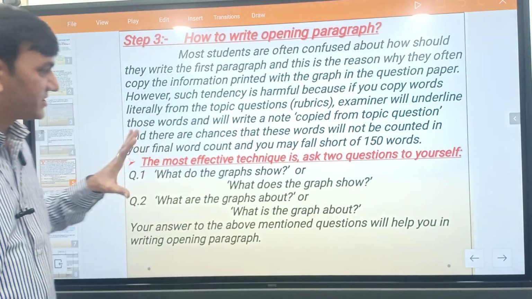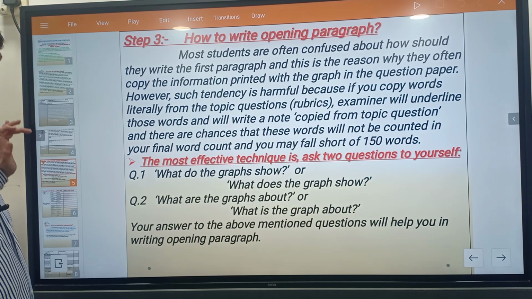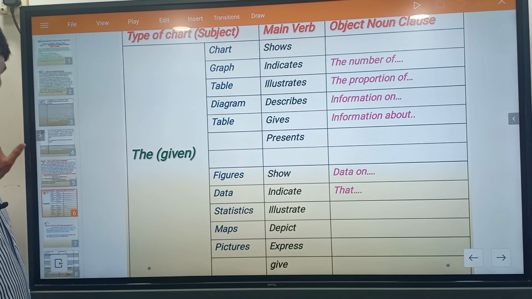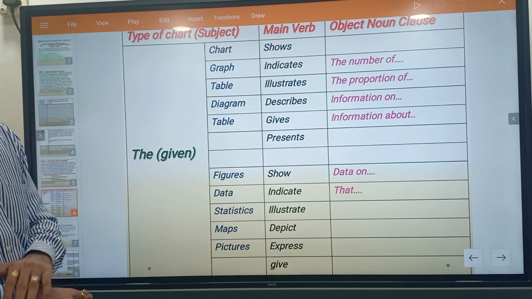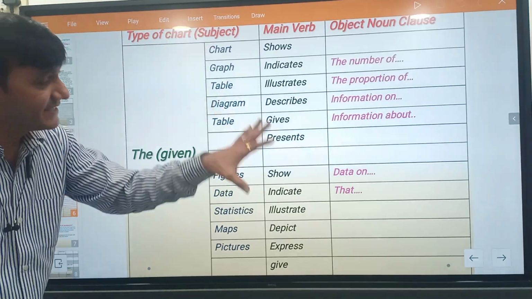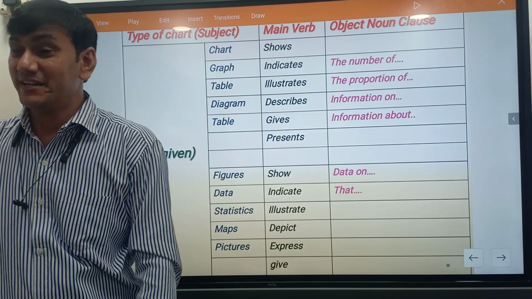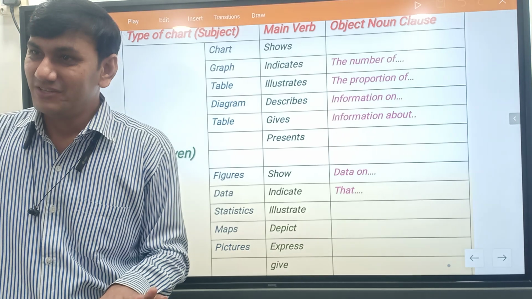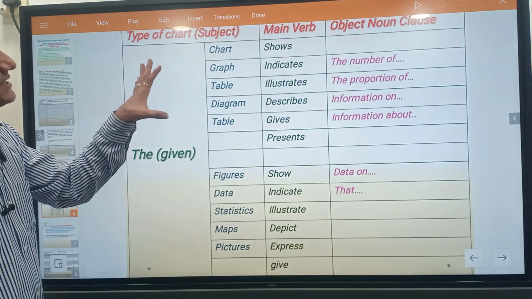Understand? You have to follow these 2 questions. Clear? Then, what kind of words you have to use. Mostly students have problems in writing this kind of introduction. In the introduction they repeat the same question which is given. So that's why you can use this type of structure.